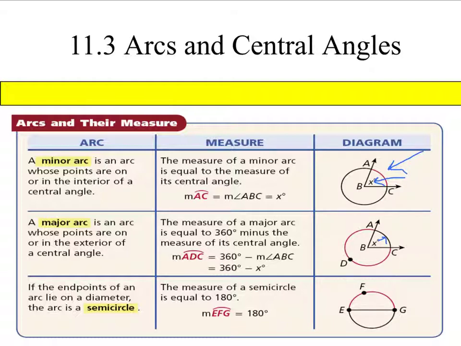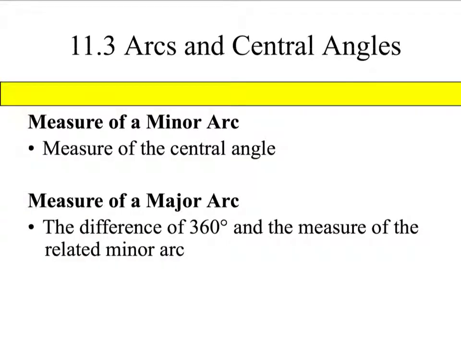Last but not least, there is something called a semicircle. If the endpoints of an arc lie on a diameter, the arc is a semicircle. Basically it cuts that circle in half, and we know that semicircles are 180 degrees. All right, let's get to some calculation stuff.